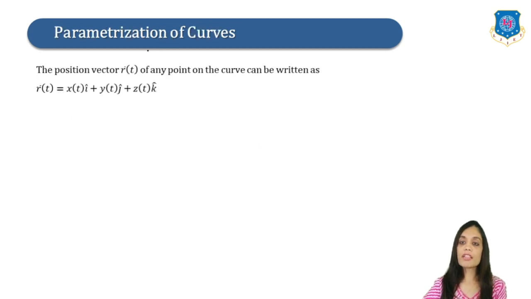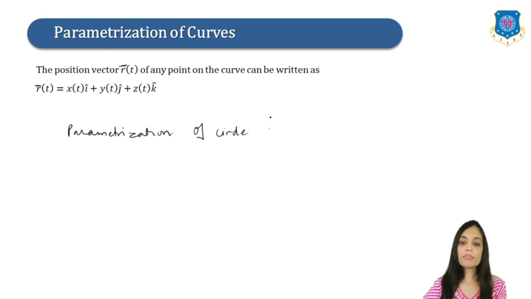So next, let us study parametrization of curves. The position vector r bar of t of any point on the curve can be written as r bar of t equals x of t i cap plus y of t j cap plus z of t k cap. So if I want to write the parametrization of a circle, for example, what will it be?